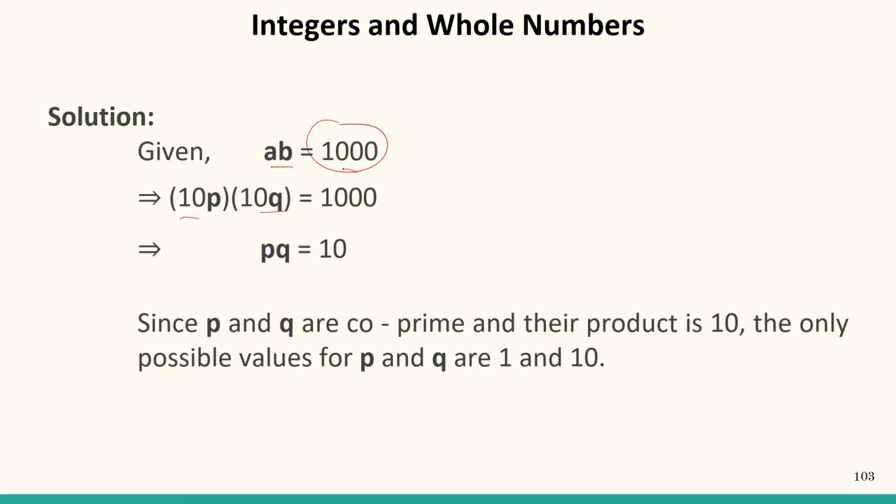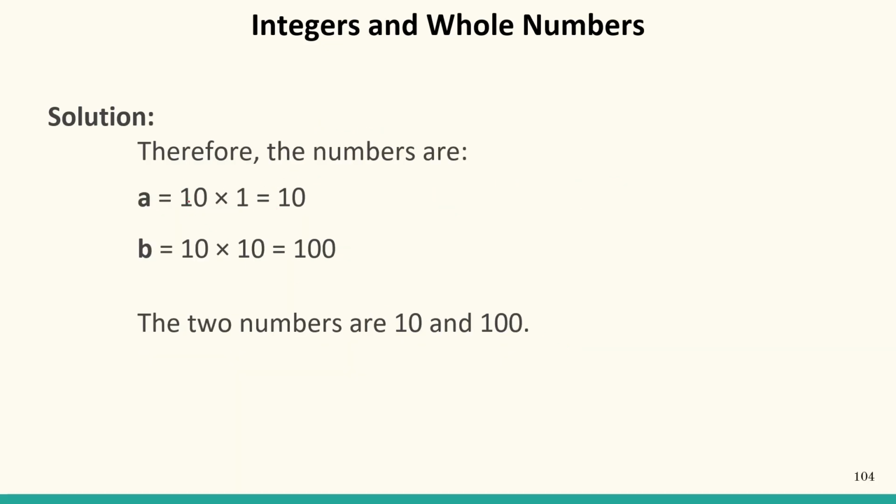The product of the two numbers is 1000, so 10P into 10Q is equal to 1000. This implies that 100PQ is equal to 1000, so PQ is equal to 1000 by 100, which is 10. Since P and Q are co-prime and their product is 10, the only possible values for P and Q are 1 and 10. Therefore A is equal to 10 into 1, which is 10, and B is equal to 10 into 10, which is 100. So the two numbers are 10 and 100.